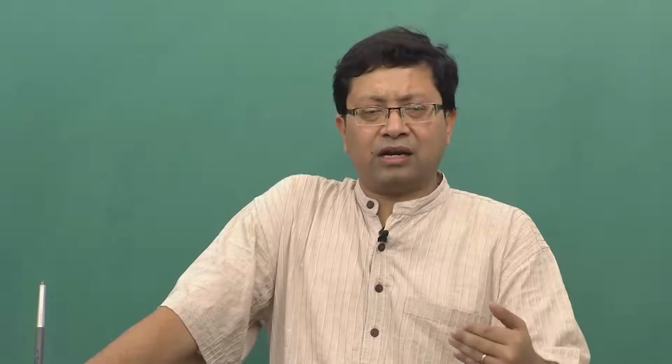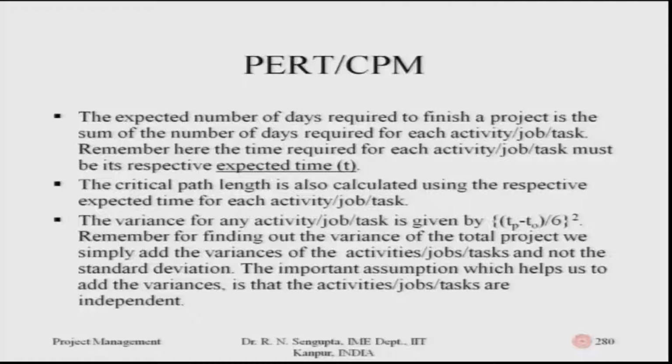So, with that I will continue this slide. The expected number of days required to finish a project is the sum of the number of days for each and every activity which is there on the critical path. Remember, the time required for each activity, job, task must be the expected time, considering that it is the PERT method, and for the CPM method it is the time which is as given. The critical path length is also calculated using the respective expected time of each activity, job.